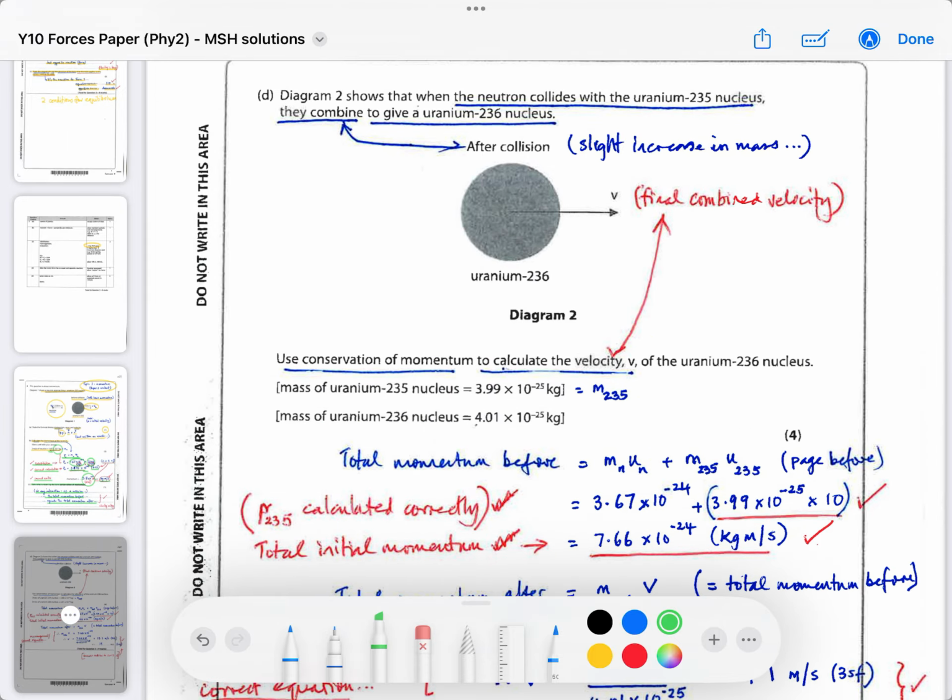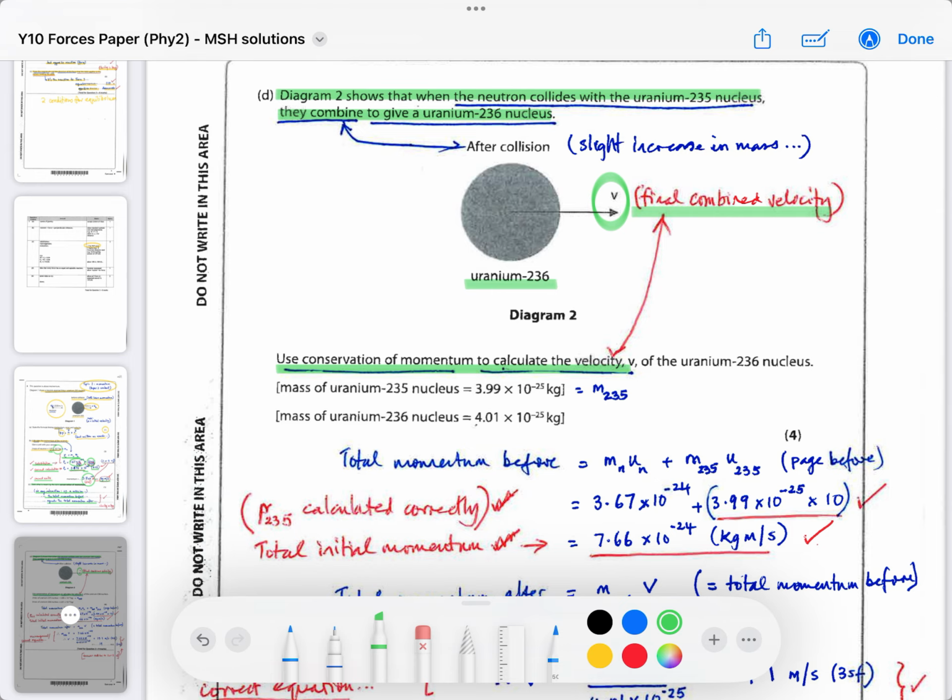Okay, so diagram 2 shows that when the neutron collides with the uranium-235 nucleus, they combine to create a uranium-236 nucleus, which is an isotope of uranium. In other words, if another neutron goes in, you've changed the isotope from 235 to 236 by adding another neutron. Now the masses have combined, and you'll have a new velocity. So remember, the neutron was going at 2,200 meters per second, and the uranium was initially going at 10 meters per second. We want to find the final combined velocity. Okay? Use this conservation of momentum to calculate V.